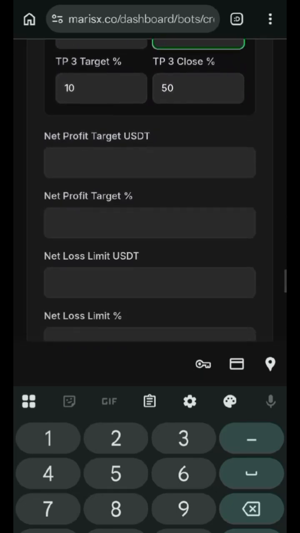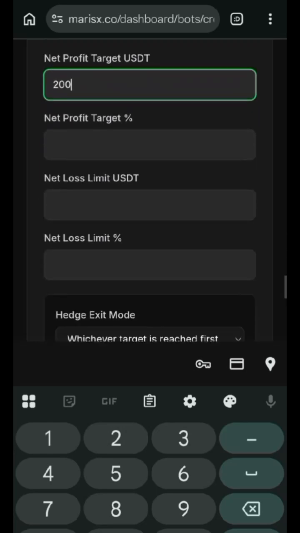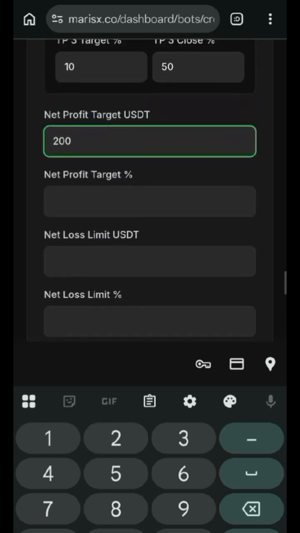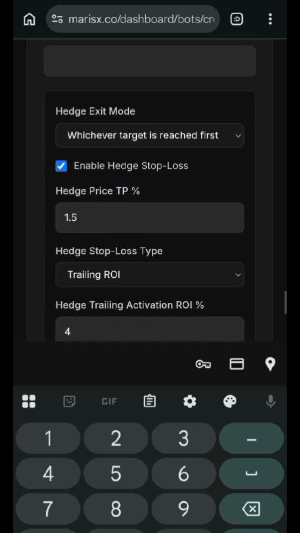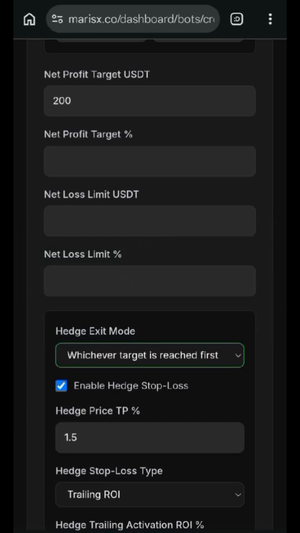And then net profit target, we always recommend fixed net profit target. Like I said, check the PDF to know the net profit target to set according to your own account balance. So for this account balance, I can decide to say, okay, let my net profit target be $200. All right, so if you hit $200 profit, close. So that is it. And then hedge exit mode. So for hedge exit mode, we always choose, we have leverage ROI present, we have price movement present, and then we have whichever target is reached first. So we select whichever target is reached first, so that the bot can have options to choose.